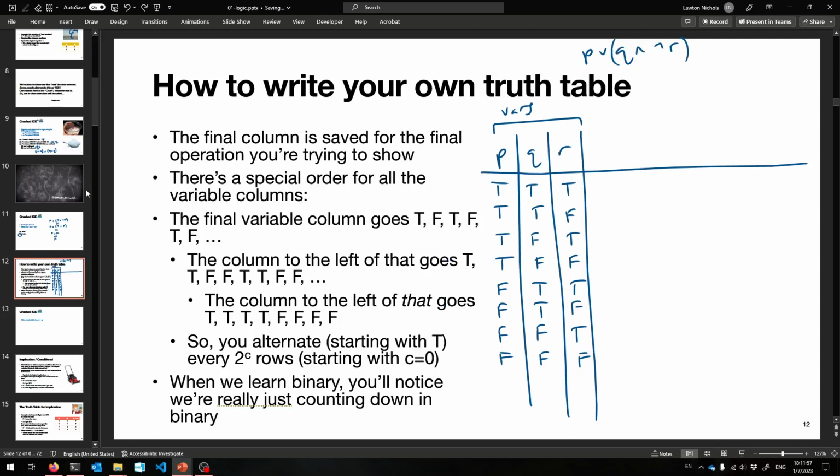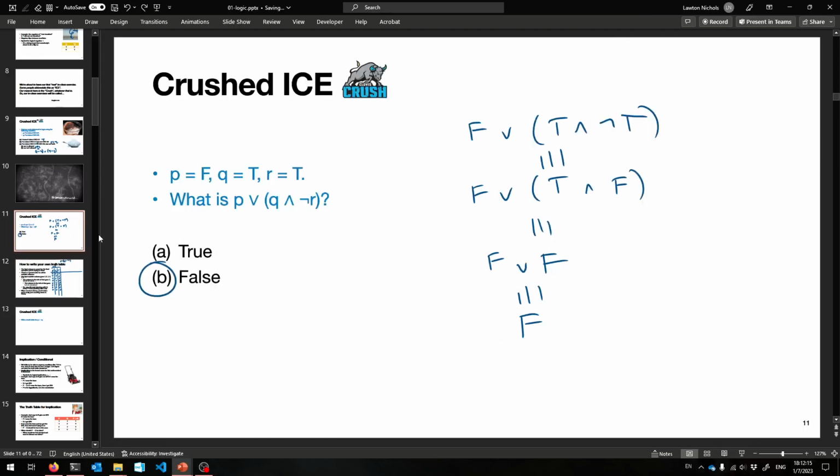And that's a good start, right? Secretly, this ordering is just binary. It's counting down in binary. We'll learn that later. So, all right, we need P, Q, and R. Eventually, we need to build P or Q and not R, but that's kind of unwieldy. That's a lot to go through and look at in truth tables.